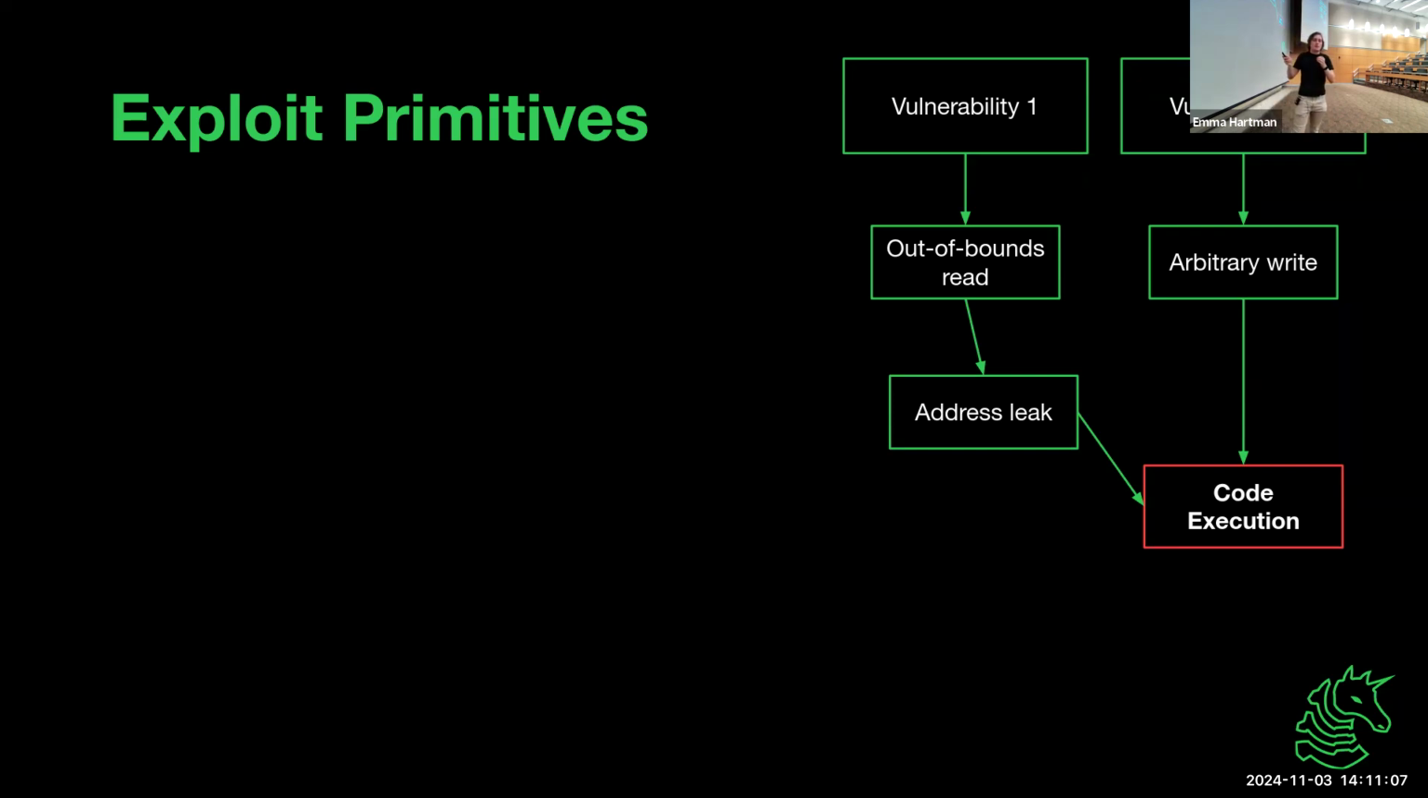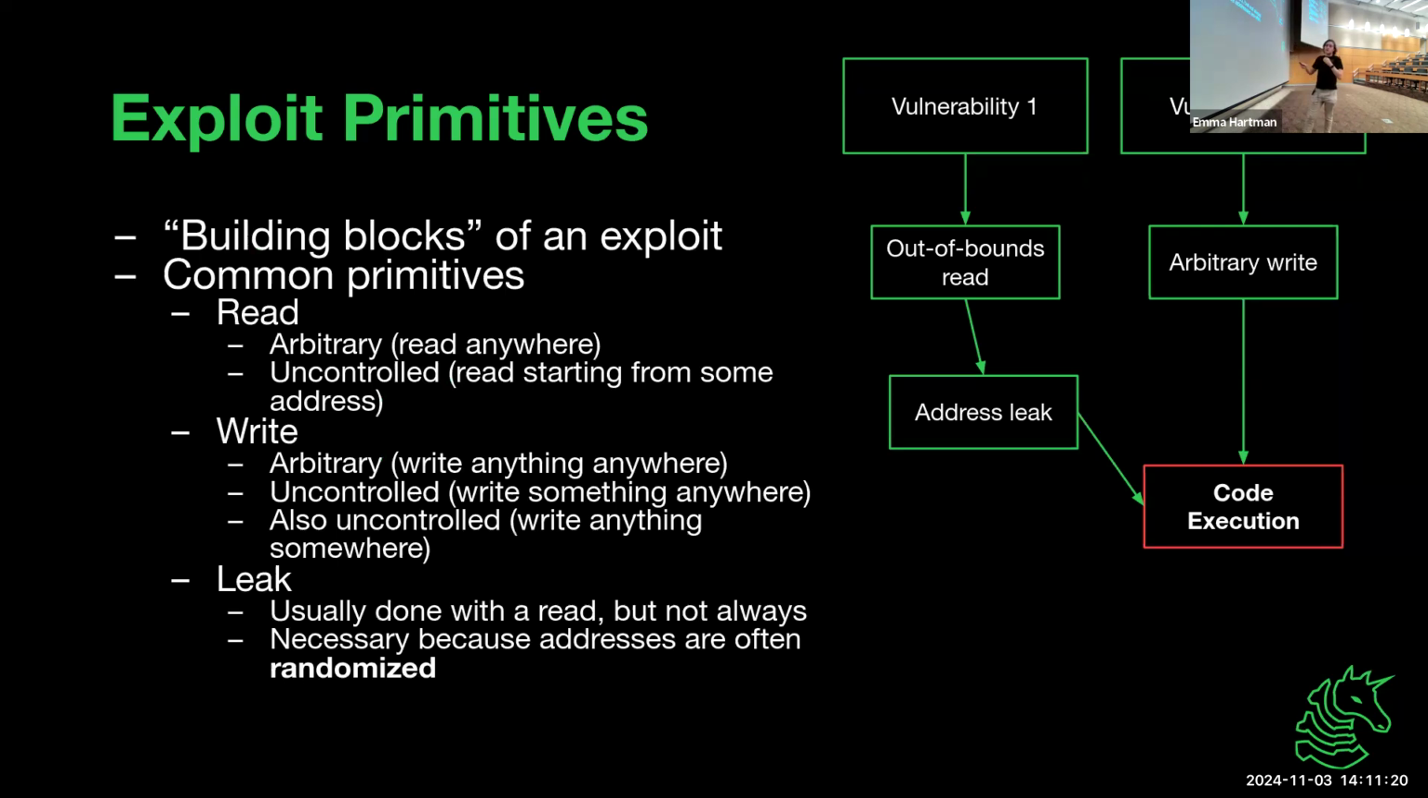So in this example, maybe we have two different vulnerabilities in the program. One of them gives us an out-of-bounds read that reads an important address to us. The other one gives us a write. And together we can make a code execution exploit. So these are common building blocks for an exploit.